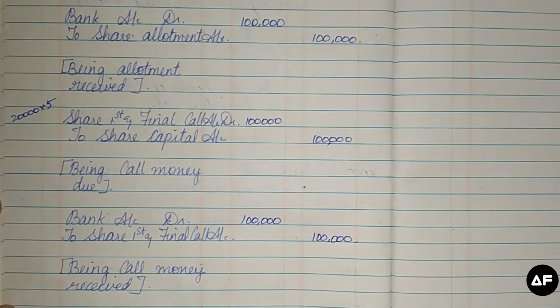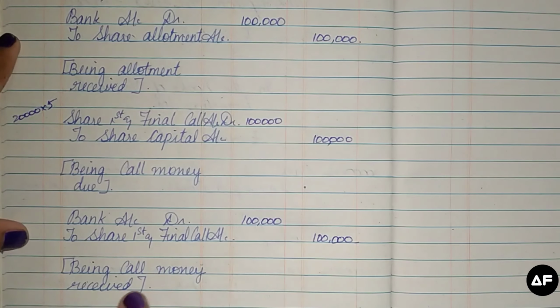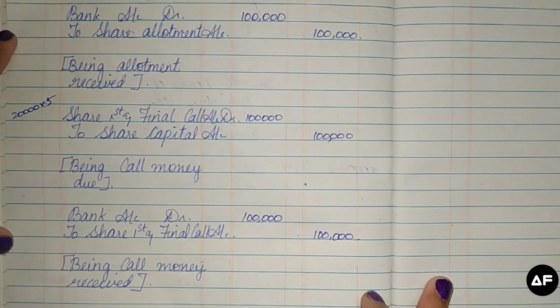So this is the simple rejection cum share securities premium account sum. Please go through it. It's a very easy sum.